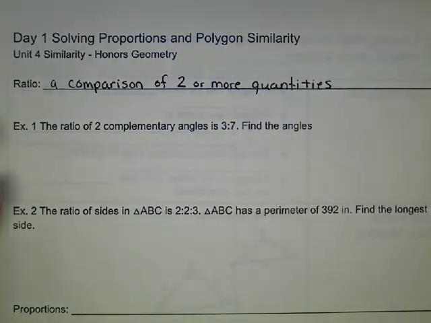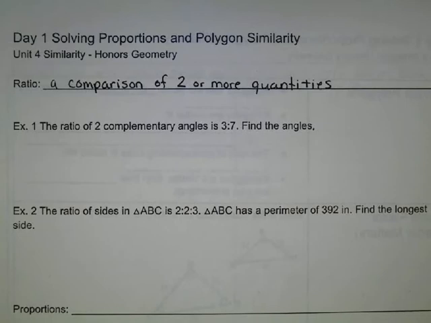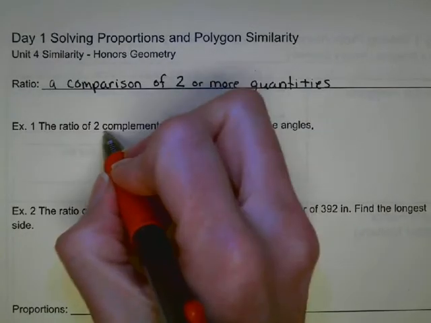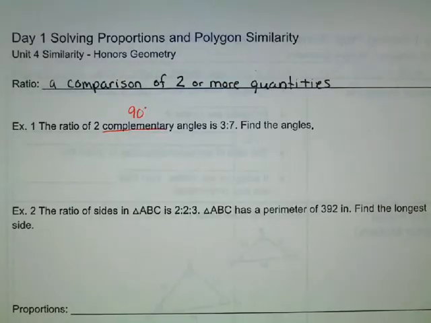The word ratio is a comparison of two or more quantities. So example 1, the ratio of two complementary angles is 3 to 7. Find the angles. So the word complementary means angles that add up to 90 degrees. We've been talking a lot about supplementary being 180. Complementary is 90.